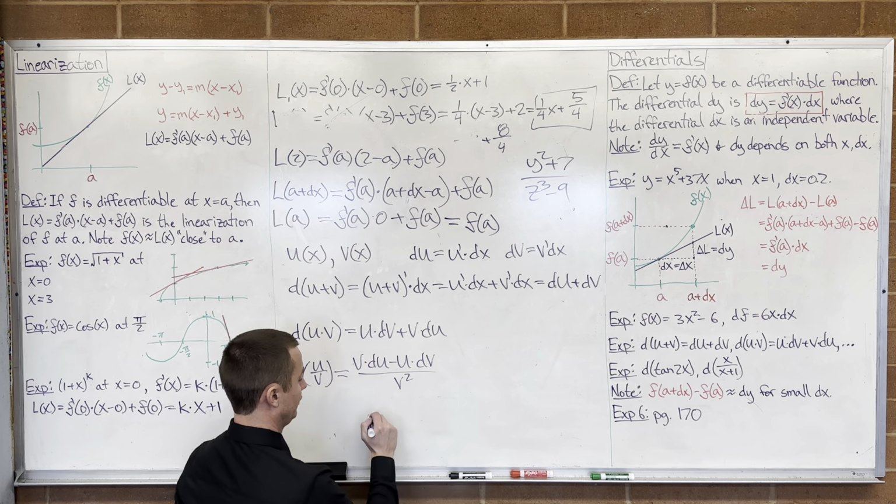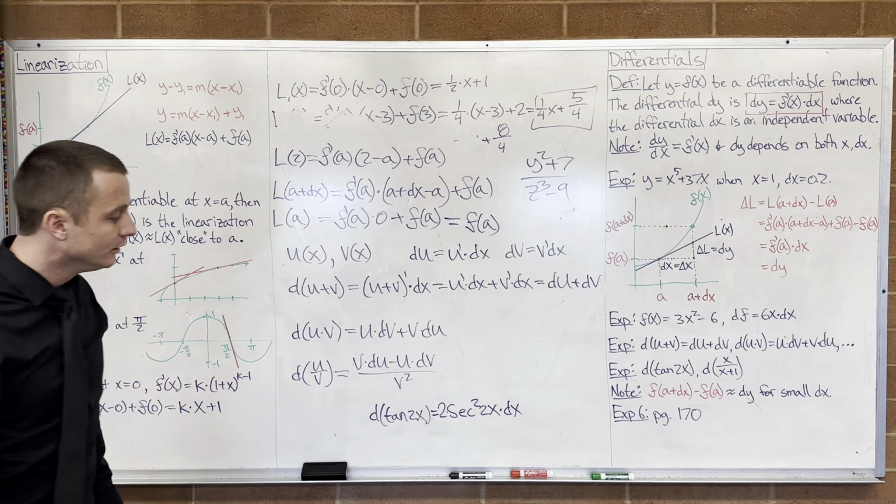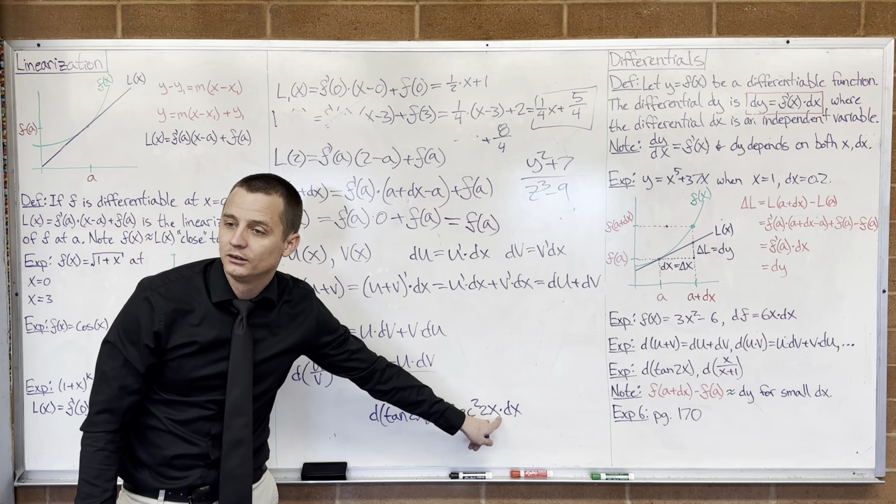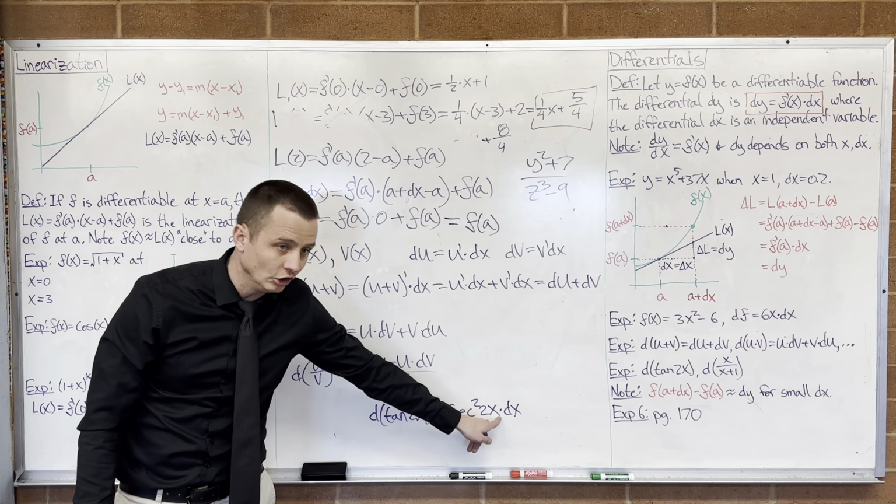Almost. What's the derivative of 2x? Just 2. So I guess we can put the 2 up front, and then dx. Okay. Sorry. Yeah. Okay, is that it? That's it.